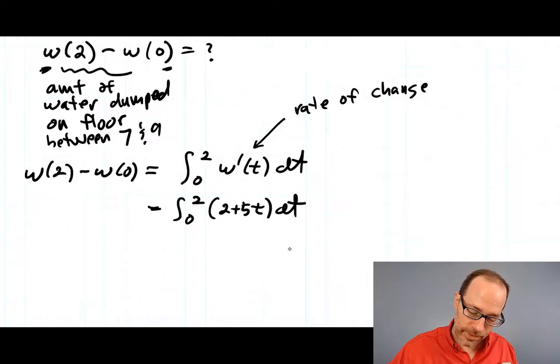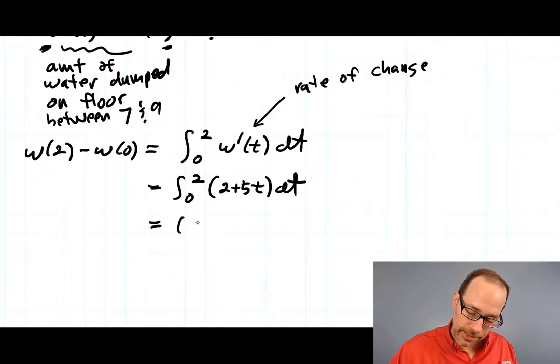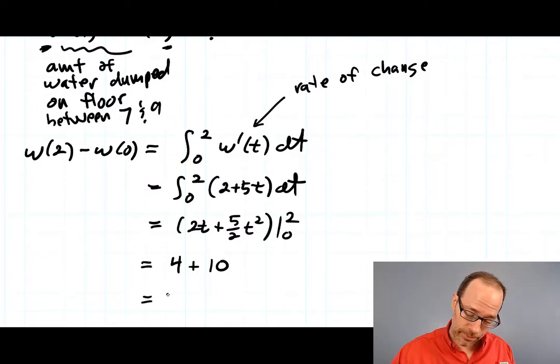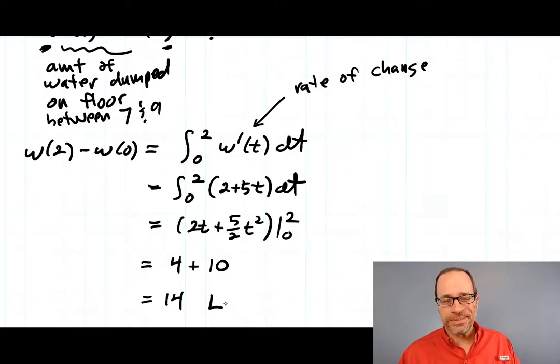and you get 2t plus 5/2 t squared, evaluated from 0 to 2. Plugging in 0 doesn't do anything. Plugging in 2 will give me a 4, and then 4 over 2 is 2 times 5 is a 10. So we end up with 14 liters on the floor. All right, that's our first example for getting net change by integrating the rate of change.